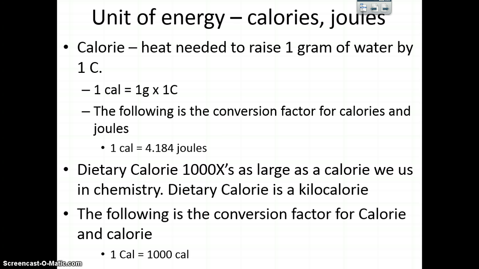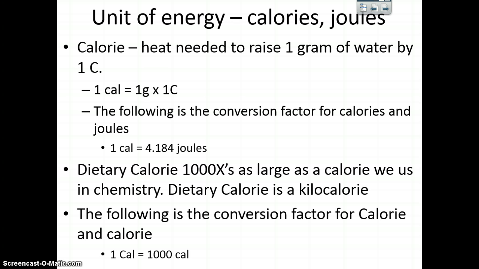Calorie, joules. You may have heard of calories before when it comes to your food. There is energy in food. Your food is matter. All matter has energy. We measure this energy in either calories or joules. The dietary calorie, or the calorie we know in our food, is 1,000 times as large as the calorie we use in chemistry. The calorie in our food is known as a dietary calorie and is actually technically a kilocalorie. So think of calorie as the base, kilocalorie 1,000 times larger. That's the dietary calorie. The following is the conversion factor for calorie and the dietary calorie.